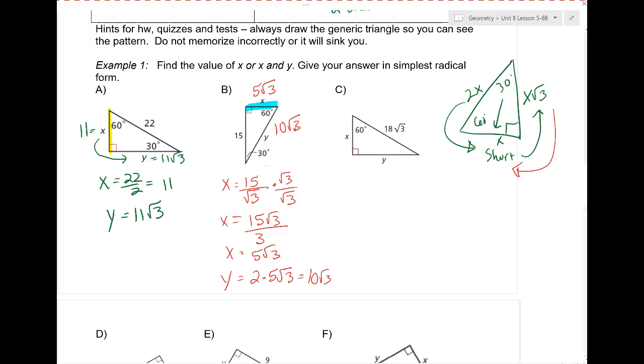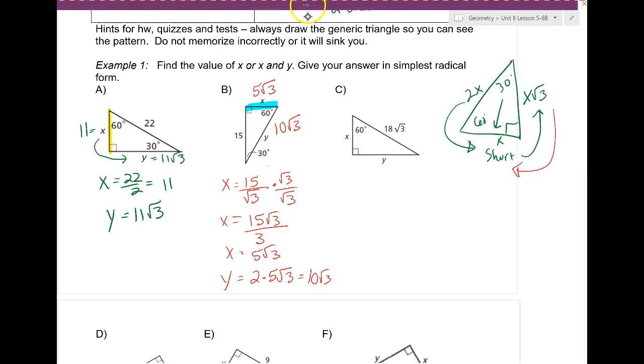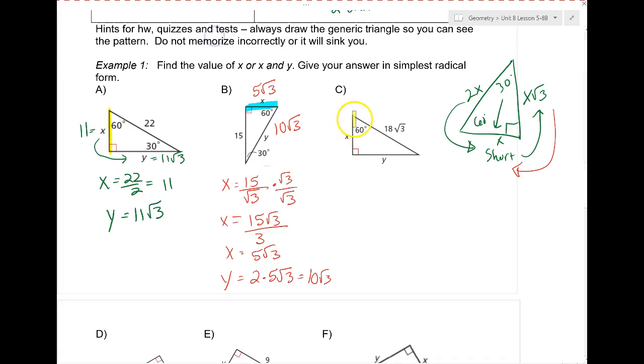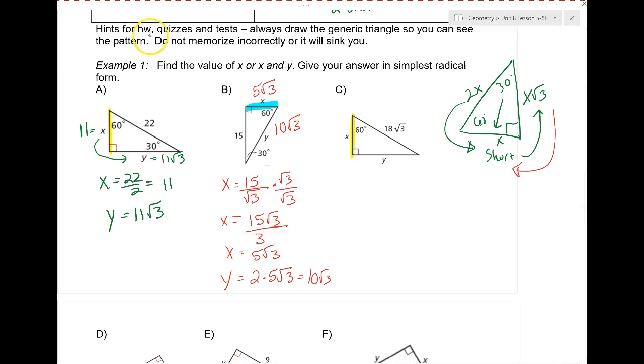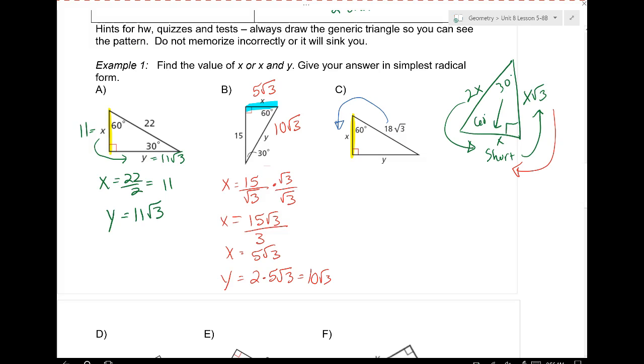All right, let's look at C here. What's my pattern here? Is it a 30, 60, 90? Okay. Remember, ask yourself, do you know the short leg? Unfortunately, do I know the short leg? No. And I need to find it. But what side do I know? All right, we have the hypotenuse. So with the hypotenuse, can we go hypotenuse to short leg? Multiply or divide? Divide by what number? Can anyone just do that in their head for me?